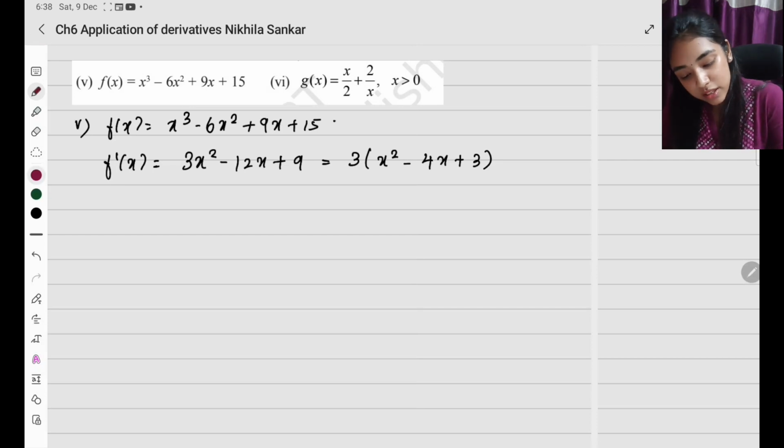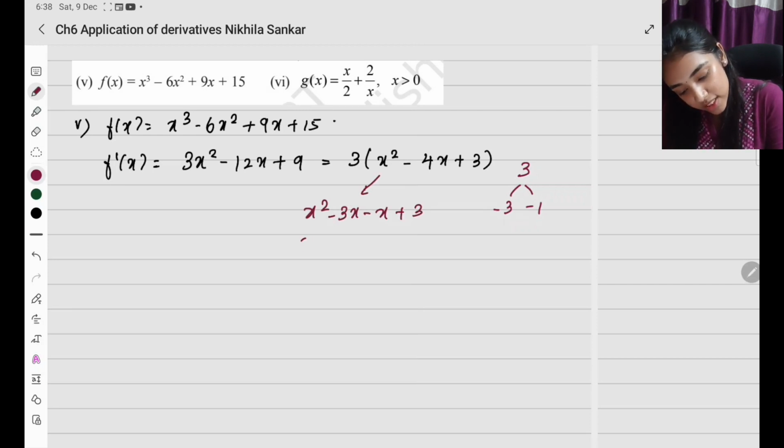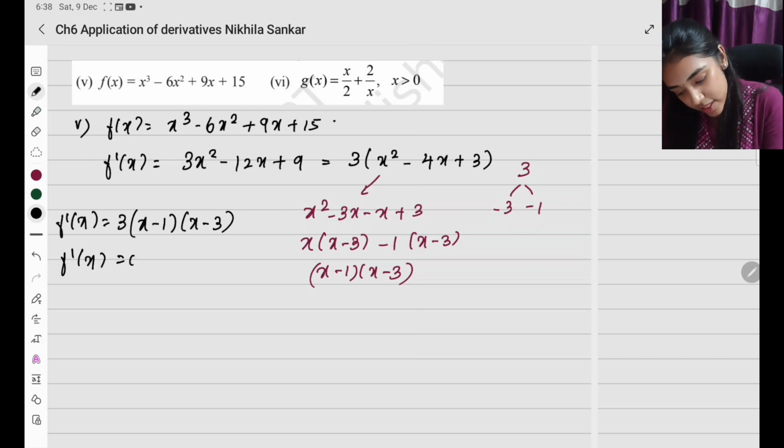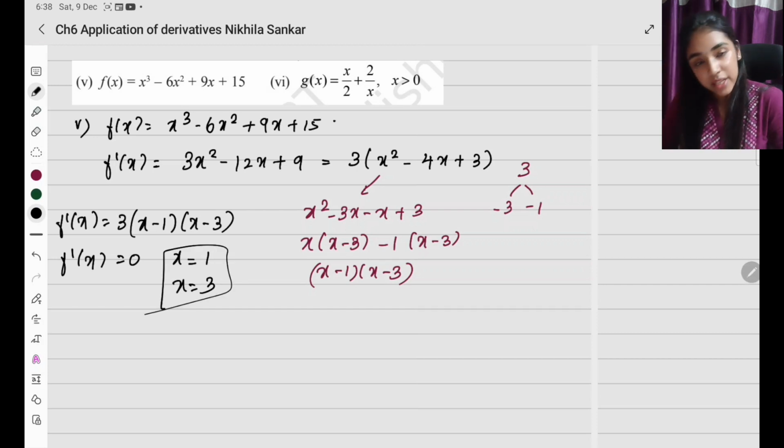When I split the middle term, the product is 3 and the sum has to be minus 4. So minus 3 and minus 1. So what is inside when I split? X square minus 3x minus x plus 3, x times x minus 3, and here minus 1 times x minus 3. So this is going to be x minus 1 times x minus 3. So what is my f dash of x from this? F dash of x is going to be 3 times x minus 1 times x minus 3. When I equate f dash of x to 0, I have x equals 1 and x equals 3. So these are my critical values.